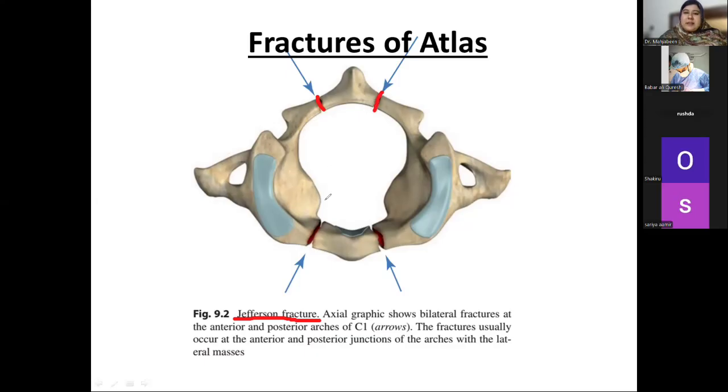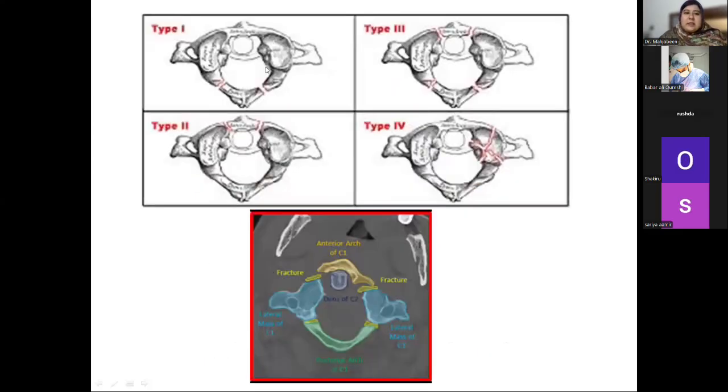They can involve the anterior arch, the posterior arch, the lateral mass, or they can involve the entire vertebral body, causing a burst fracture. So these are known as Jefferson fractures. There are multiple types. Type 1 involves the posterior arch alone, type 2 involves the anterior arch alone, type 3 involves both the posterior as well as the anterior arches, and type 4 involves the lateral mass of the atlas.